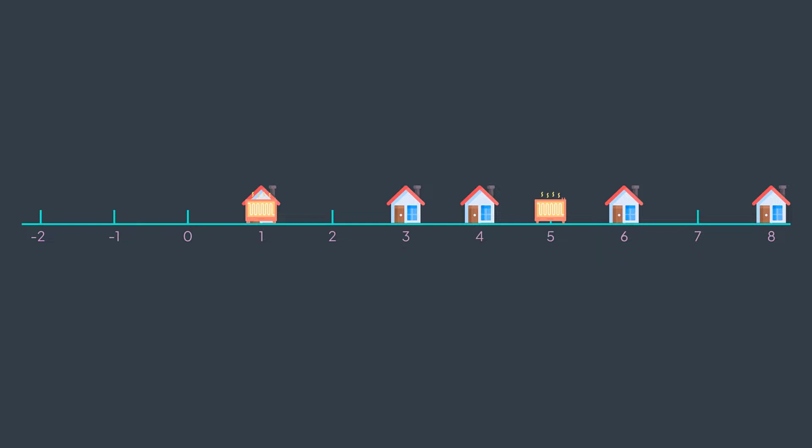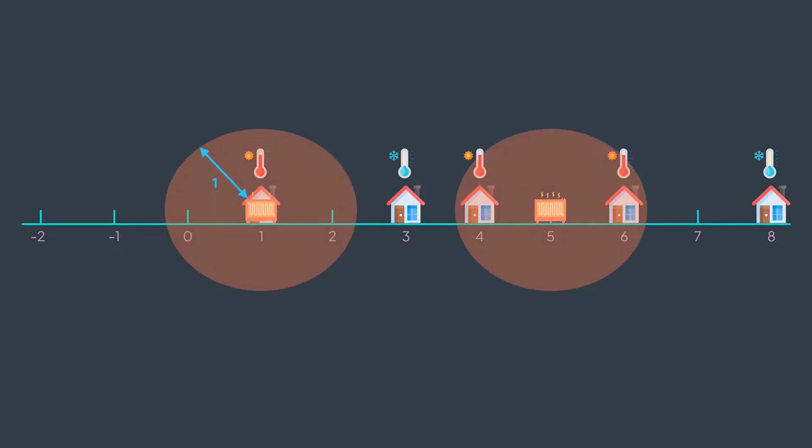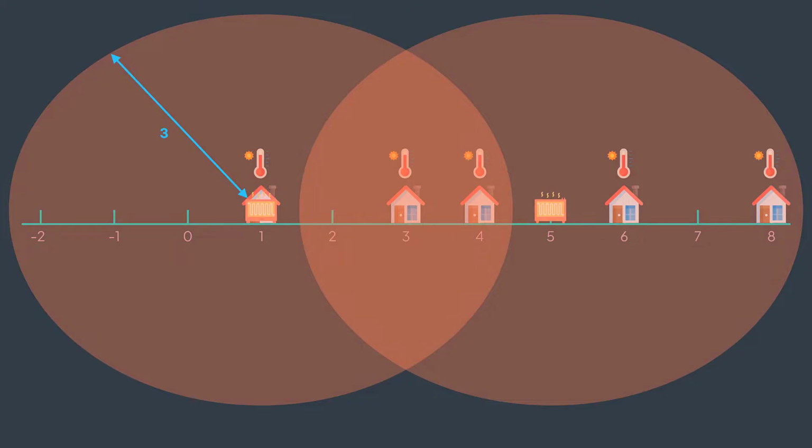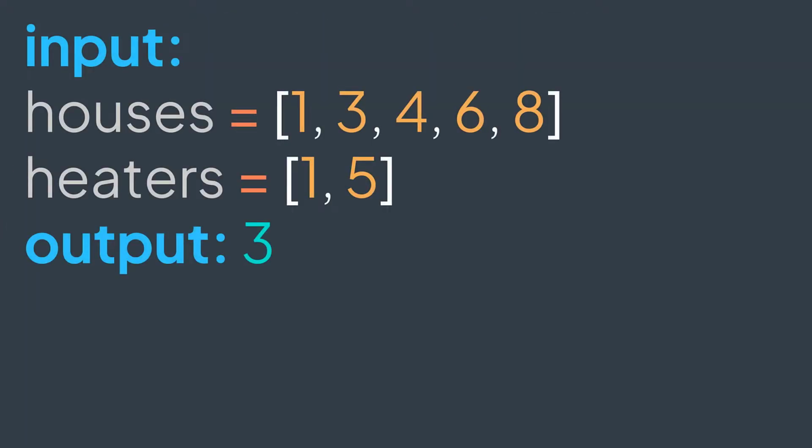And we are given the ability to modify their radius. The more we increase the radius of a heater, the more it covers houses. And the problem says that we need to find the minimum radius that we give to the heaters to cover all the houses. For example here, they have a radius of 0, only house 1 is covered. We increase the radius, now houses 1, 4 and 6 are covered, but 3 and 8 are not. We increase the radius again, houses 1, 3, 4 and 6 are covered. We increase again, now all the houses are covered, so the minimum radius is 3, we return 3.